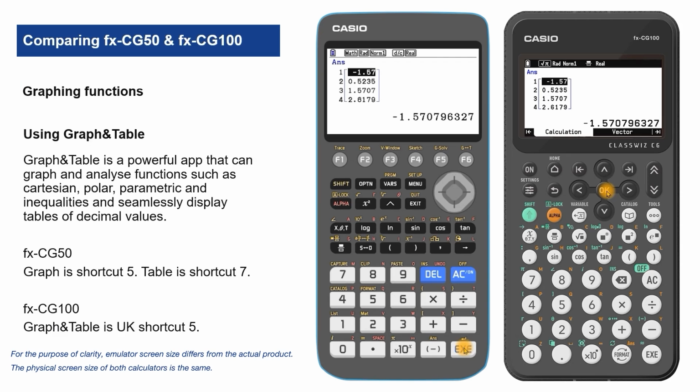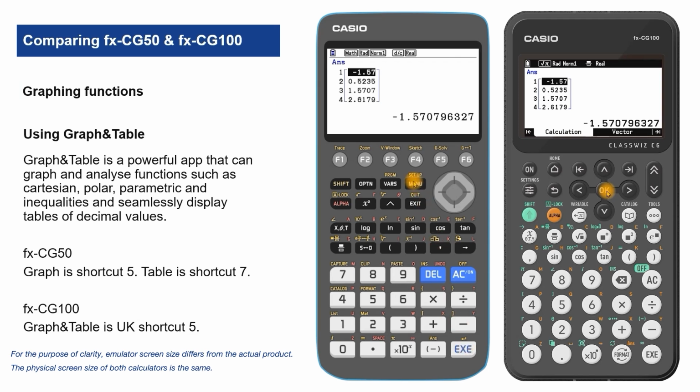We will now look at using the Graph and Table apps. Graph is capable of drawing and analysing Cartesian functions, as well as polar, parametric and inequalities. Table can evaluate these functions and even extend functionality with derivatives and probabilities.